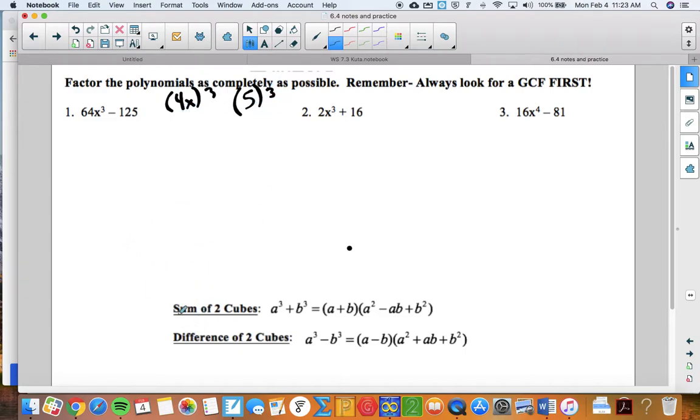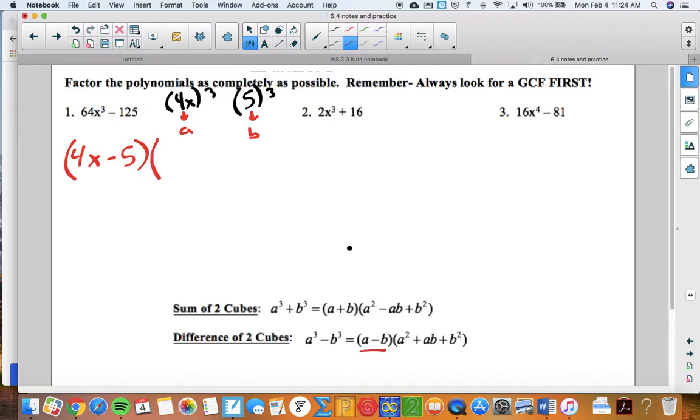So now, because it's the difference of the two cubes, this is my a value right here, 4x. And 5 is my b value. So I will substitute those values in for a and b respectively. So this is what my problem looks like in standard form. This is what it's going to look like in factored form. So instead of a, I'm going to have 4x minus 5 out in front. So I'm done with this part.